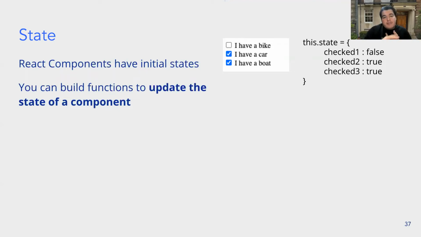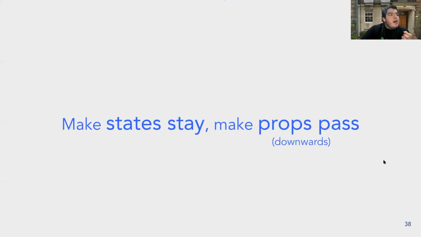And so we've talked about props and state. Both of them are ways that we can manage information in our web app. But they're a little bit different in terms of when we use them, right? So a common phrase that we use is that you want to make states stay. So they stay in a component, but you can make props pass. Usually it's downwards. So you pass information downwards to a lower level component.